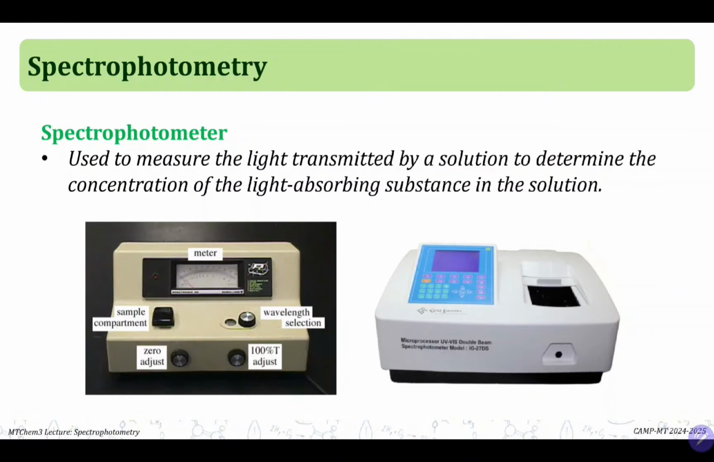Now, the machine that reads your spectrophotometry is known as your spectrophotometer. This is used to measure the light transmitted by a solution to determine the concentration of the light-absorbing substance in the solution. In the old times, this was the first or traditional look of our spectrophotometer. What was really used was a meter for you to be able to read your output or your results for reading your absorbance. But now, since we are digitalized, you can read your output as the number itself already. For example, 0.298. It can be like that. We no longer need to interpret a meter. Okay?